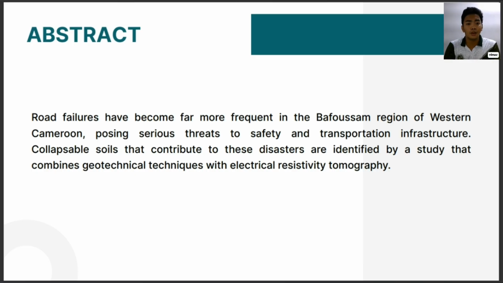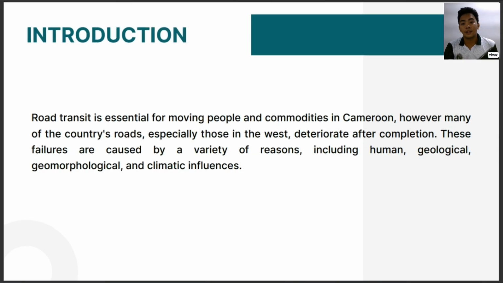The foundation soils are perfect for road collapse and mass movement since they are clay-rich, highly plastic, compressible, weak, and porosity-rich. In order to reduce such failures, the study highlights the necessity of tailoring road design and construction to regional geological and climatic circumstances. Now for our introduction.